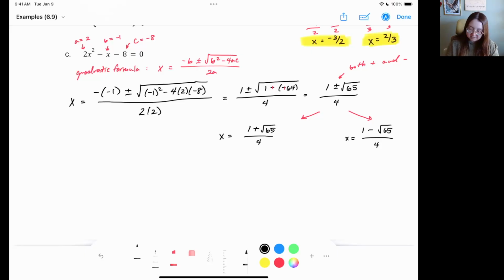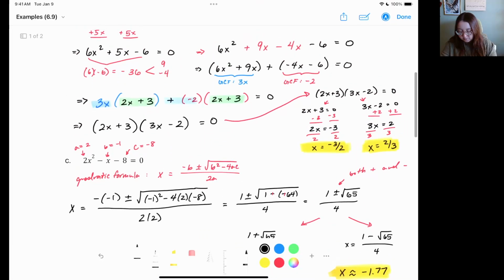We put this in our calculator, and 1 plus square root of 65 over 4 should come out to about 2.27. And 1 minus square root of 65 over 4 should come out to about negative 1.77. And those would be your two answers.